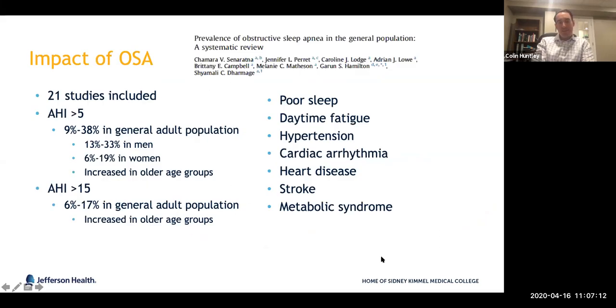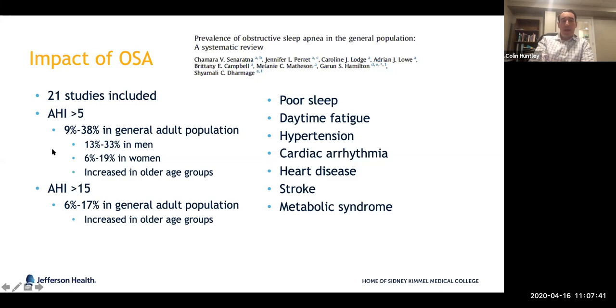So we know that sleep apnea impacts a large proportion of the population. This is a meta-analysis that I pulled, and you see folks with at least mild sleep apnea can impact almost up to 40% of the population. We see this more in men than in women, and we see it more as people get older. With age, you see less muscle tone within the pharynx and the tongue base. Typically, people tend to gain some weight as they get older.